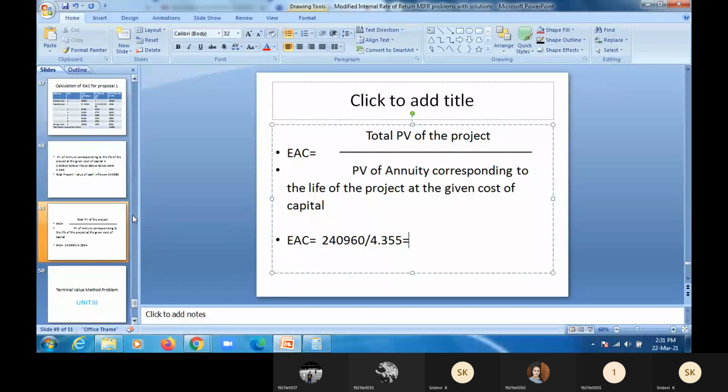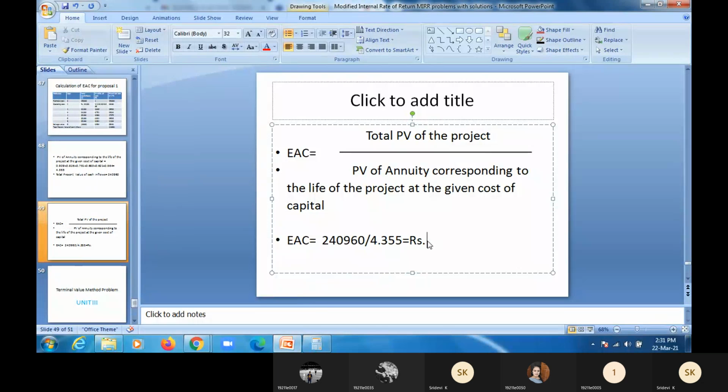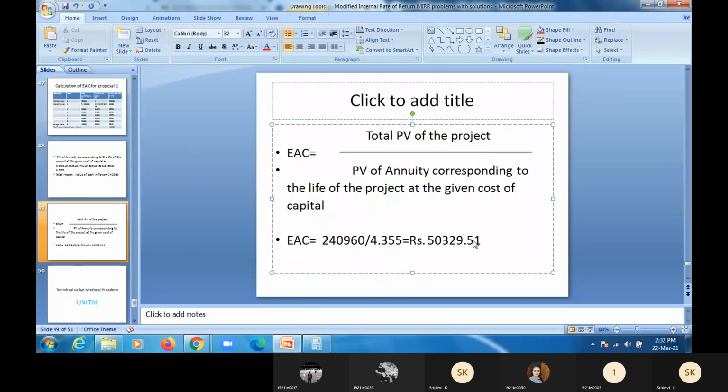So how much did you get? The result is rupees 2,40,960 divided by 4.355, which will give you approximately 55,329.5. So this is the EAC of proposal 1.